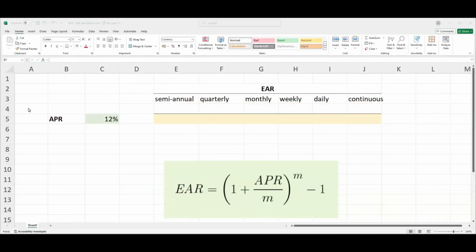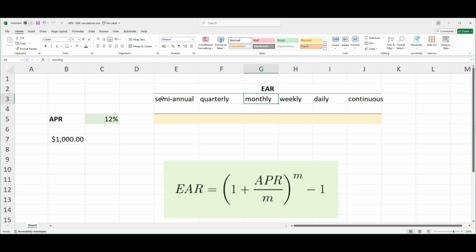Hi there. In this video tutorial, we'll be learning about annual percentage rates and effective annual rates. To illustrate these concepts, let's assume you deposit $1,000 into your bank account. And let's say that your bank will pay you 12% per year, compounded either semi-annually, quarterly, monthly, and so on.